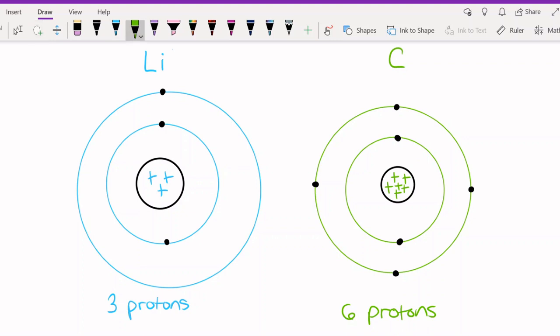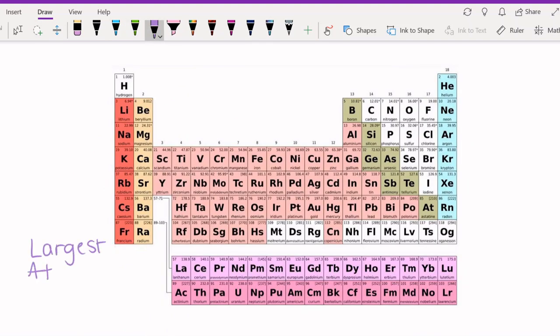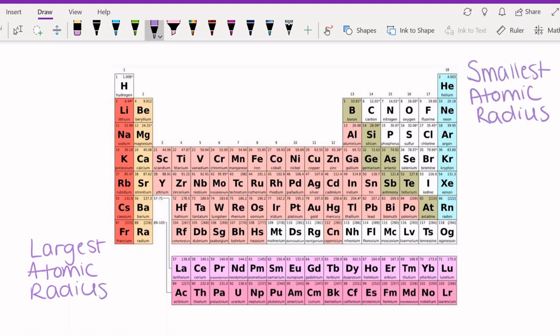To summarize, the atomic radius will be the largest in the lower left-hand corner of the periodic table and the smallest in the top right. An easy way to remember this is the saying low, left, large.